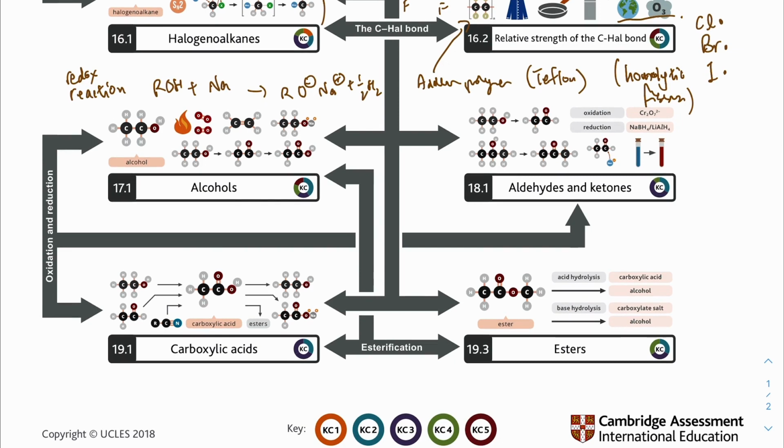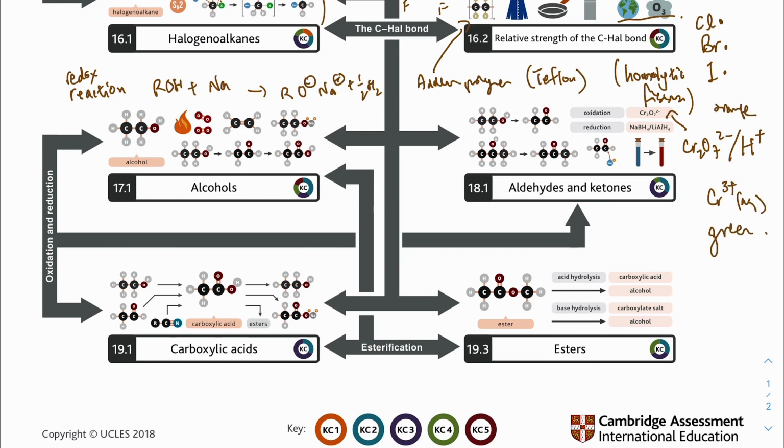Next bit is on aldehydes and ketones, a very big part of AS level organic chemistry. I don't like what they have done here. They have just written down Cr2O7 2-. That is not technically correct. You need the acid. Without the acid, the redox will not work. So this is orange in color. It will turn to green when it forms Cr3+ aqueous. So this is orange and this is green.